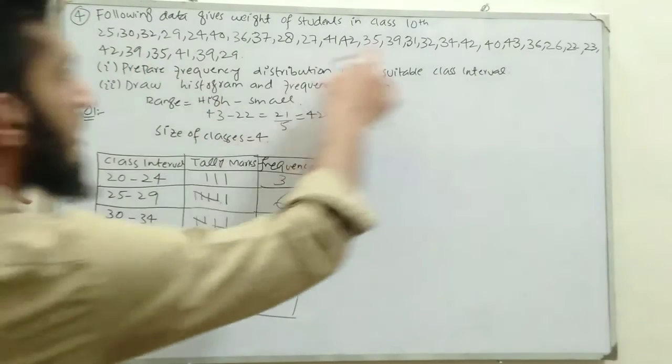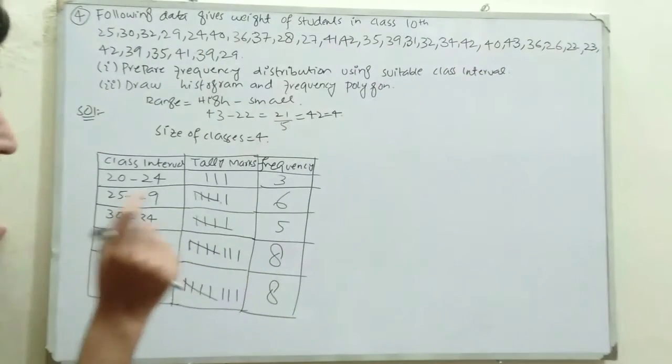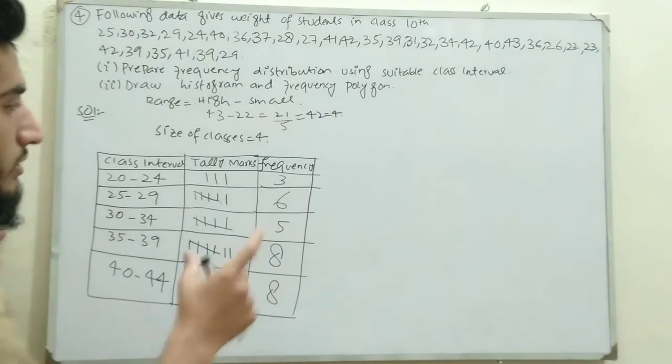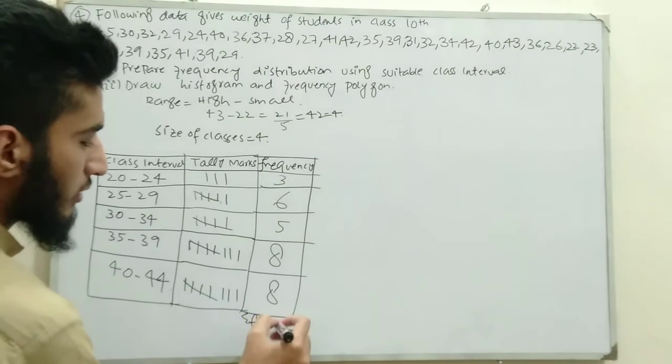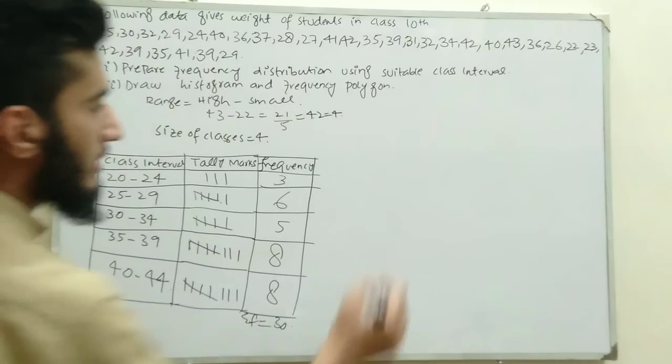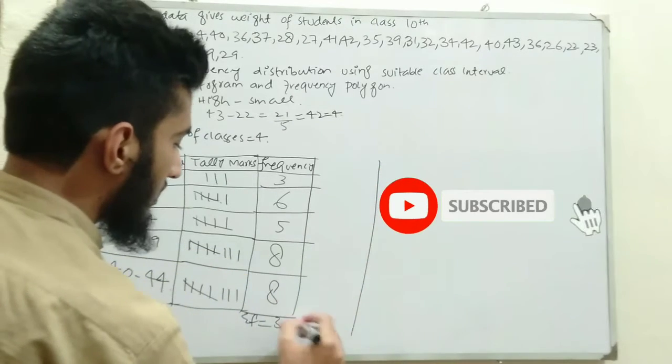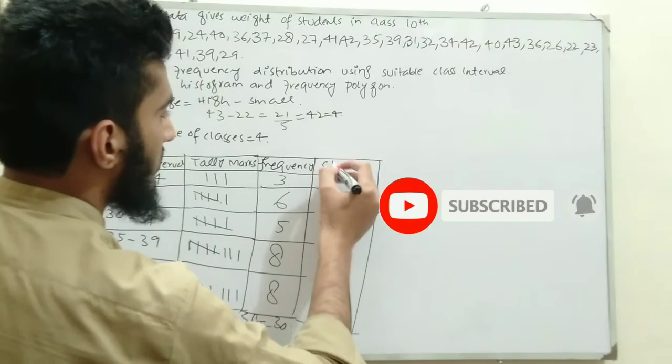So the total elements is actually 30, and the frequency is also 30. So it means that our solution is right. So the summation of the total frequency is 30. Now after this we are going to find the class boundaries.